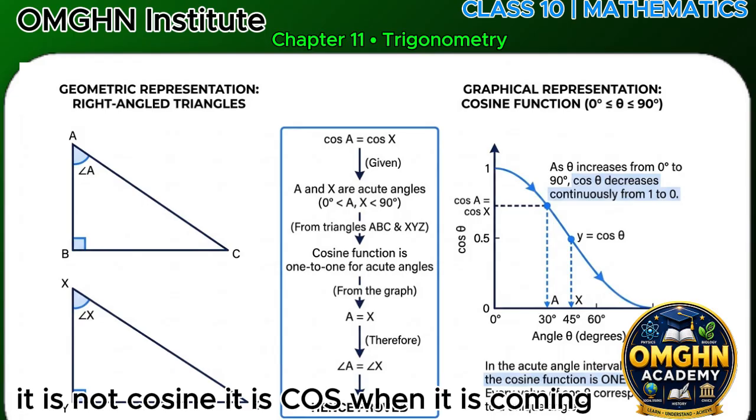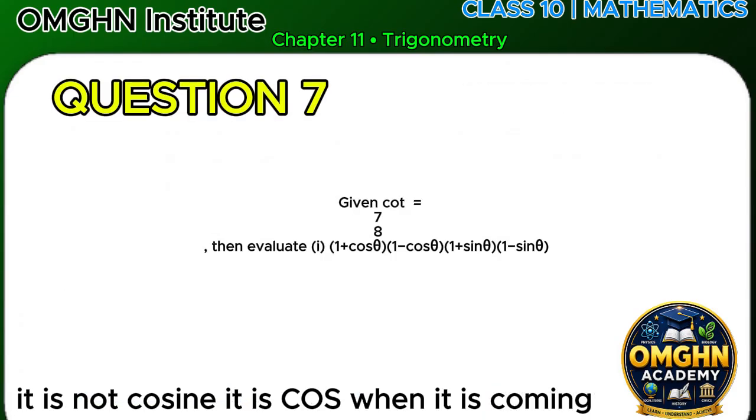Hence proved. Students, in a proof question, don't simply write the final answer. Always mention the given condition and the reason for your conclusion. Now students, question number 7 is a little more interesting. We are given cot theta is equal to 7 by 8 and we have to evaluate two expressions. First, let us understand what cot theta means.